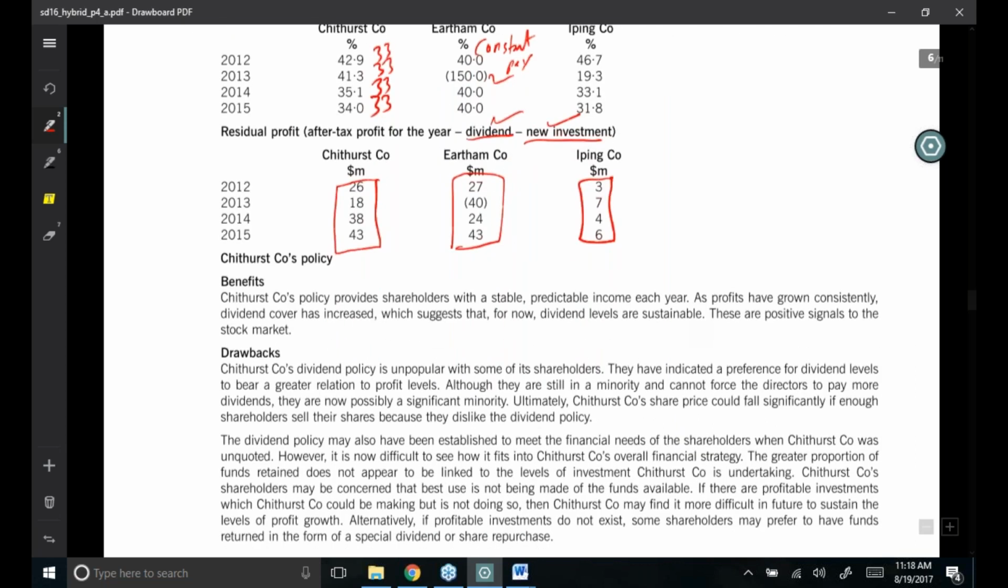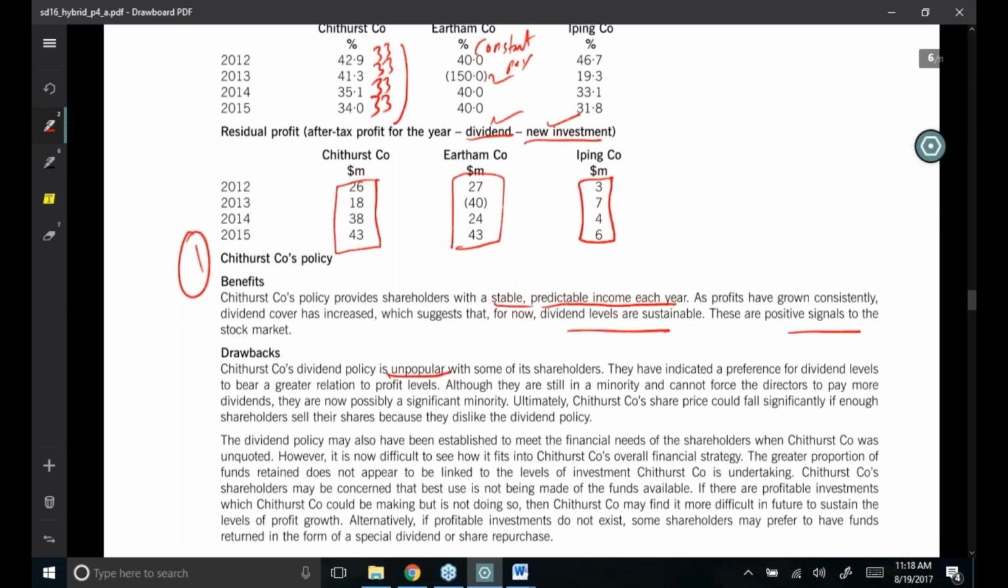So what are the benefits? Obviously, the benefit of the first company is that it provides shareholders with a stable and predictable income each year. As profits have grown consistently, dividend cover has increased, which suggests that for now, dividend levels are sustainable. The company can sustain these dividends for the longer term. This is a positive signal to the market, but not exactly for all of the shareholders. Some shareholders will not be satisfied with this policy.